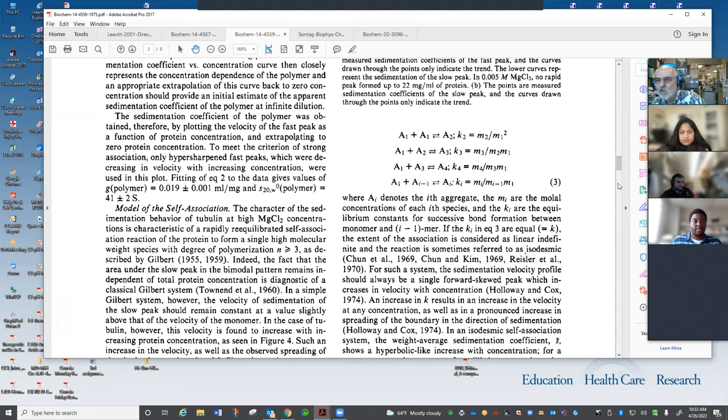Okay, and so what did you glean from a linear indefinite, sometimes referred to as isodesmic? What can you tell me from your looking at this right now about what this means?